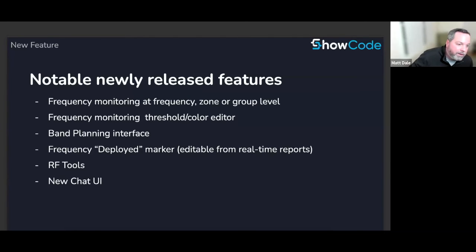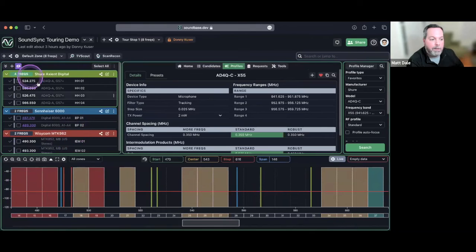We've also updated the band planning interface. And one thing that the Broadway guys really wanted was this deployed marker for frequencies. As you're sending out a real-time report to your A2s on site, you want to know if they've already synced their transmitters to that receiver on that number. So if you have to make changes, you know you're safe to make a change because they have or have not deployed it. And this is editable from a real-time report, so that A2 doesn't necessarily have to have a Soundbase account or be added to the project as a collaborator. They can edit it right from the real-time report. And all of those parameters are customizable, so you can say whether you want them to be editable or not.